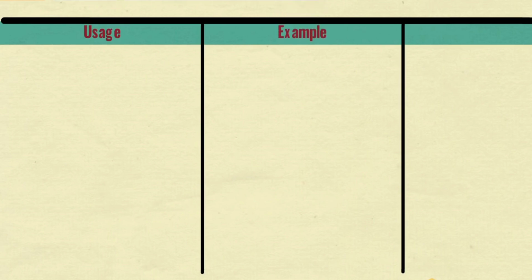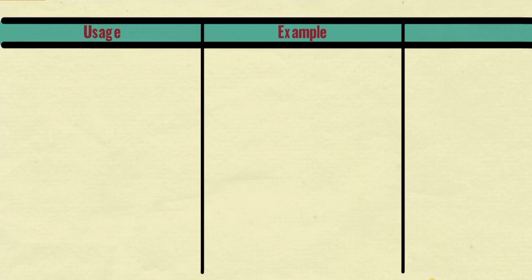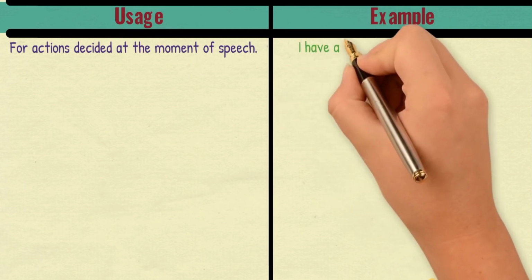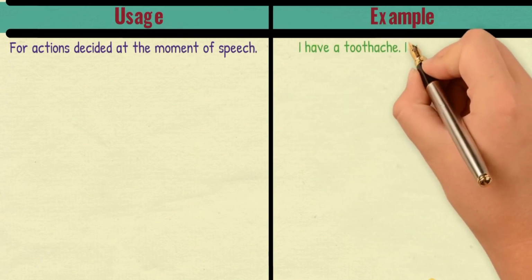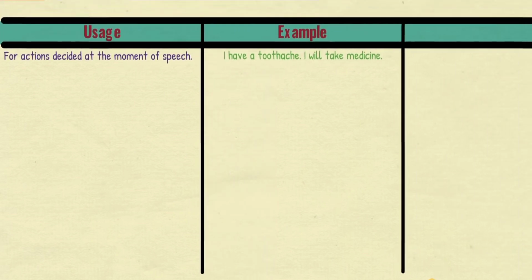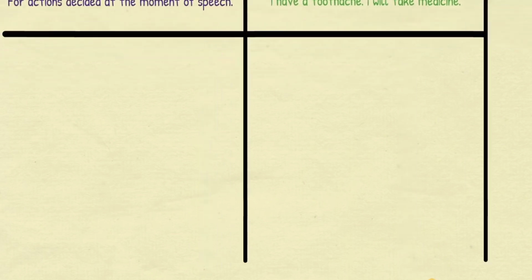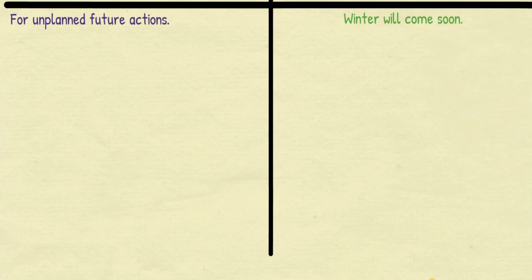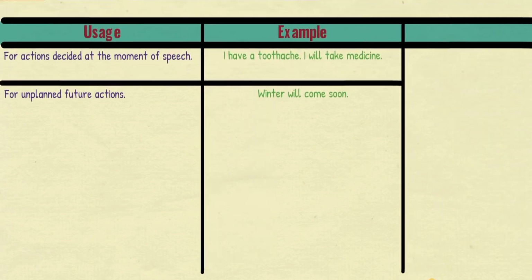Usage. Example. For actions decided at the moment of speech. I have a toothache. I will take medicine. For unplanned future actions. Winter will come soon.